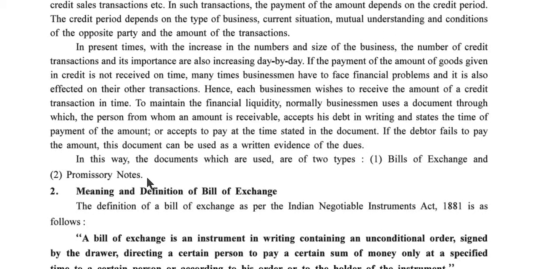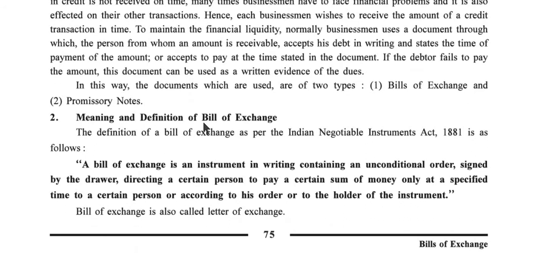If a payment is there, at that time the debtor gives the promise for the payment of this amount. It is called a promissory note. And in bills of exchange, one is a drawer and one is a drawee. Now, meaning and definition of bill of exchange.